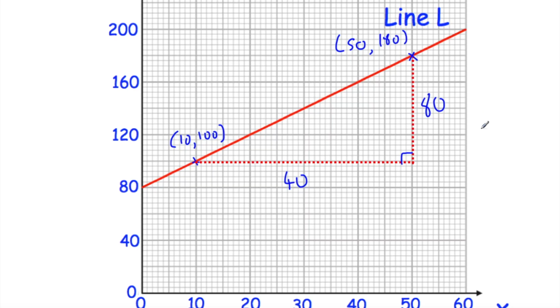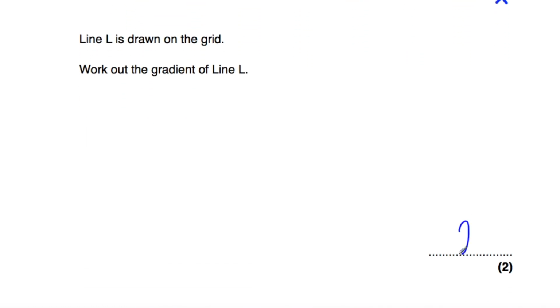And then if we wanted to work out the gradient, M, that's equal to rise divided by run. So M would be equal to 80, the rise, divided by the run, which is 40. And 80 divided by 40 is equal to 2. So the gradient of that line is 2. And that's it. Let's write that down. The gradient of that line, L, is 2. Okay, let's look at our next question.